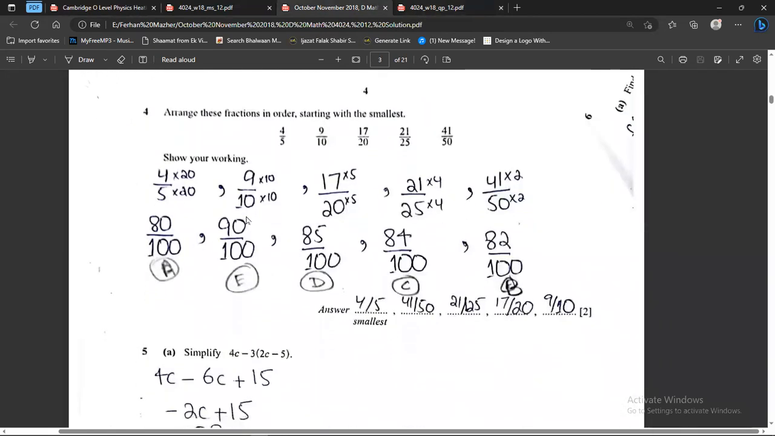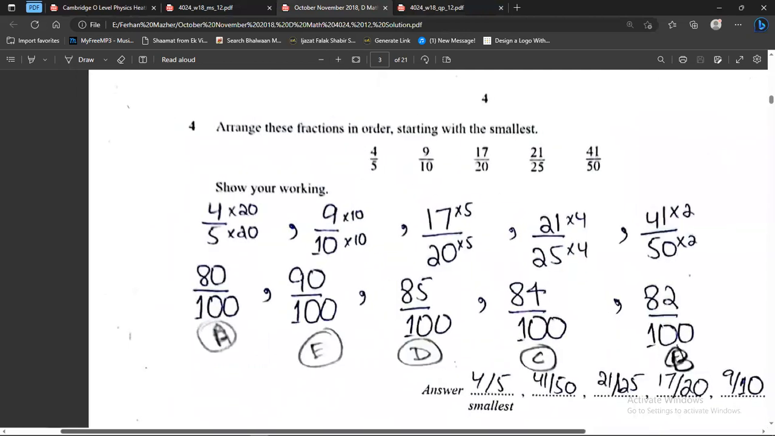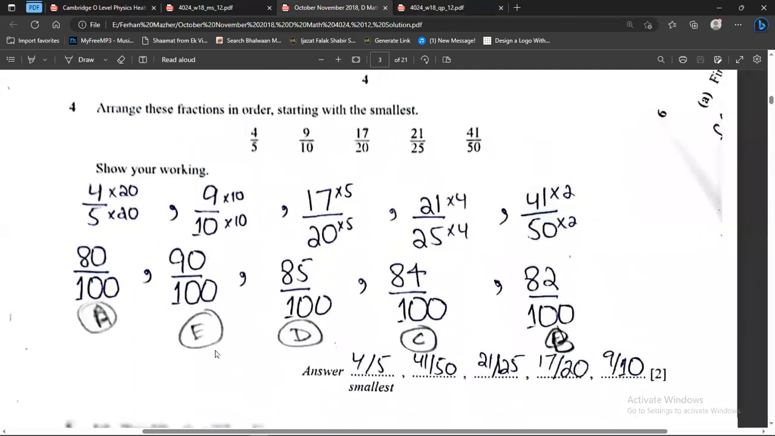When the denominators become same, then very easily we can compare them and we can decide which one is the smallest. Okay, so it will become 80 by 100. This will become 90 by 100. This will become 85 by 100. This will become 84 by 100. This will become 82 by 100.